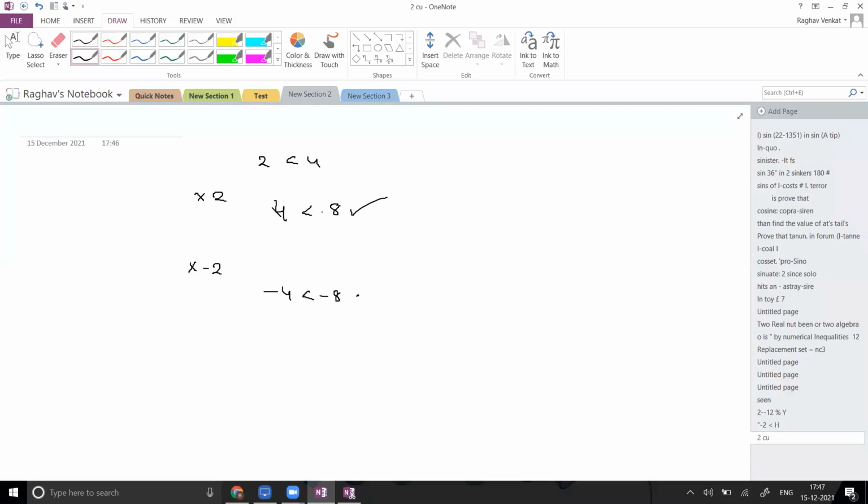If it is less than, after multiplying or dividing, it changes. Division is also nothing but multiplication only. Multiplication by a fraction is nothing but division. So when dividing with a negative number, the inequality symbol will change.